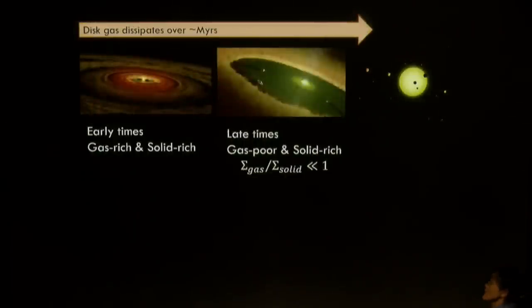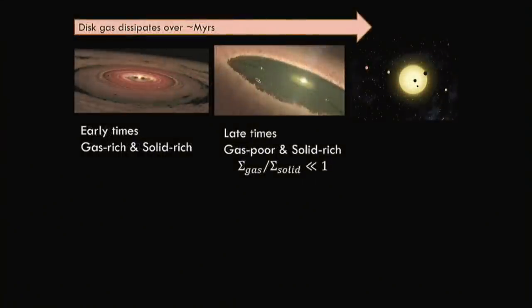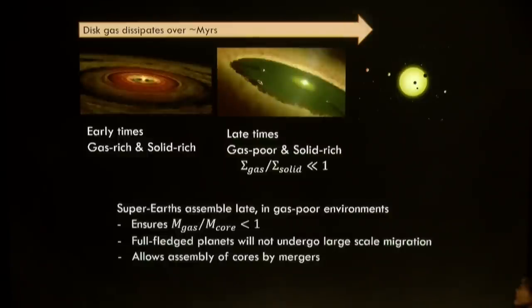Planets form in disks of gas and dust, and during the early stages, these protoplanetary disks are rich in both gas and solids. But over time, the disk gets blown away on the outskirts by the photoevaporation of the host star, and in the inner regions, the gas gets accreted onto the star. So over a million-year timescale, the disk gas all gets dissipated away so that the disk becomes gas-poor and therefore solid-rich. So it is likely that these super-Earths assemble late in this gas-poor environment. This ensures that they emerge with a low gas-to-core mass ratio to explain both their radii and masses. This also helps them not undergo large-scale migration, and I'll discuss later on why the observations tell us that this in-situ formation scenario is more favored.